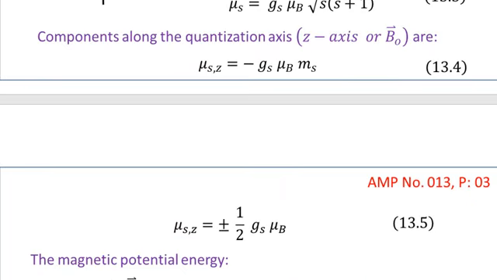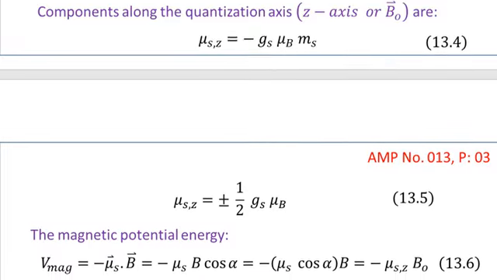So you see that if you put the value of ms equal to plus minus half in equation number 4, you will get equation number 5. So mu sz, that is the z component of the spin magnetic moment, will be equal to plus minus half times gs times mu B.